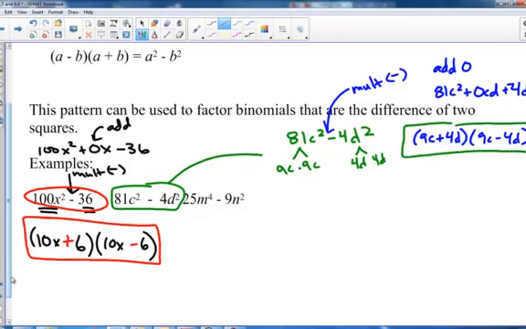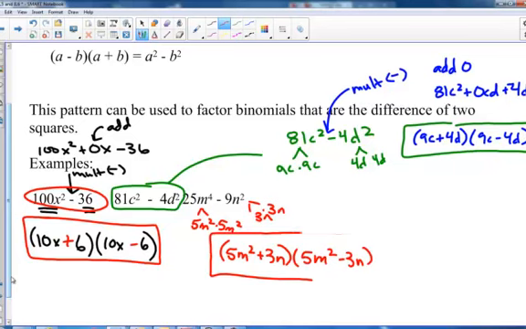And the last problem on this page, that's a perfect square, 5m squared times 5m squared. That's a perfect square, 3n times 3n. So this would be 5m squared plus 3n, and then 5m squared minus 3n. That will give you that.